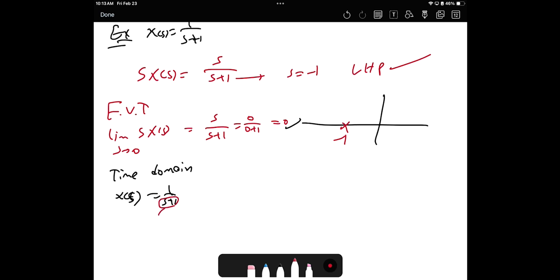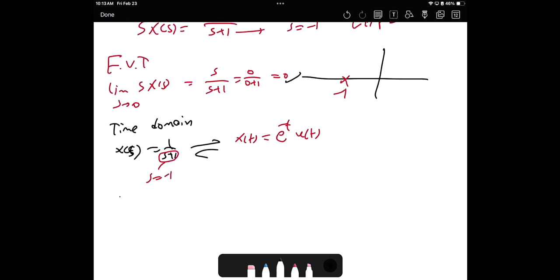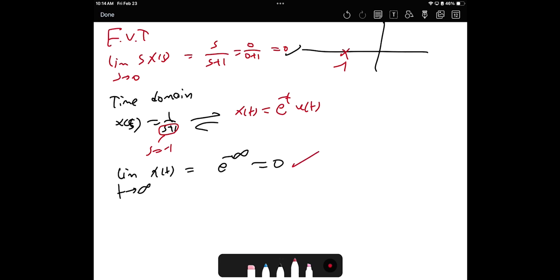So s plus 1 equals 0 gives the pole at negative 1. To convert this to the time domain, x of t is e to the power negative t times u of t. Then the limit as t goes to infinity of x of t is e to the negative infinity, which equals 0. Therefore, it's correct: the final value theorem gives the same result as the time domain.